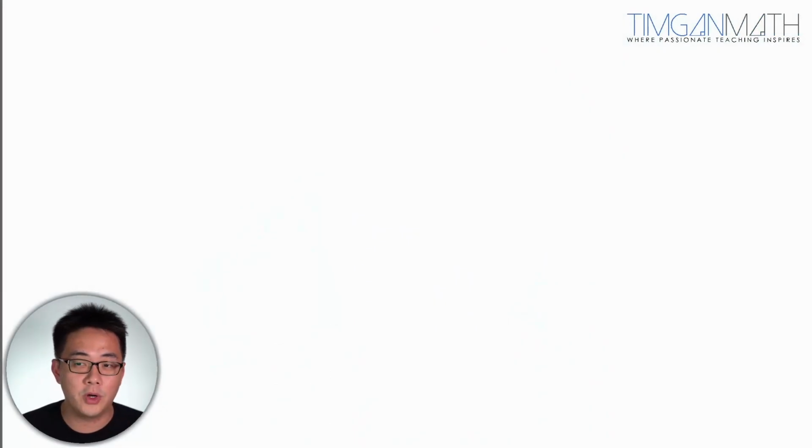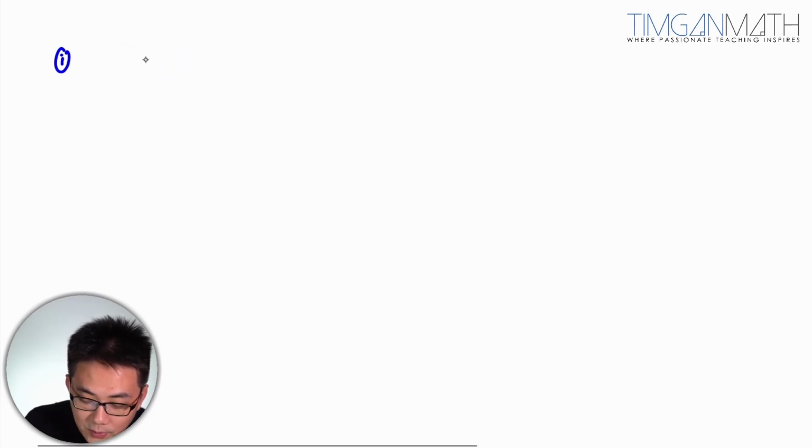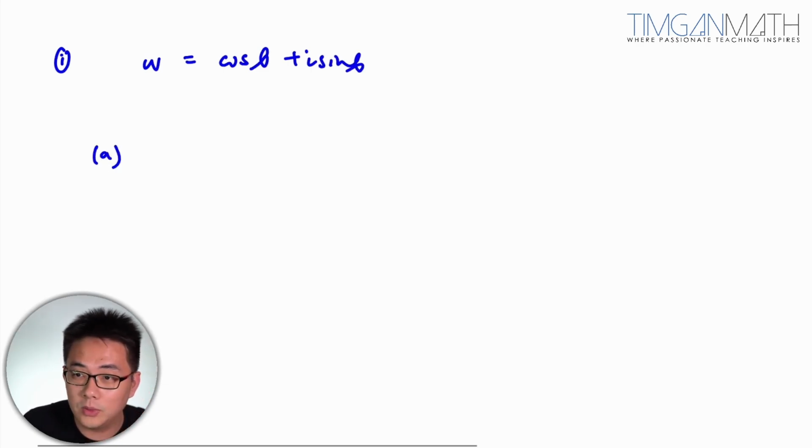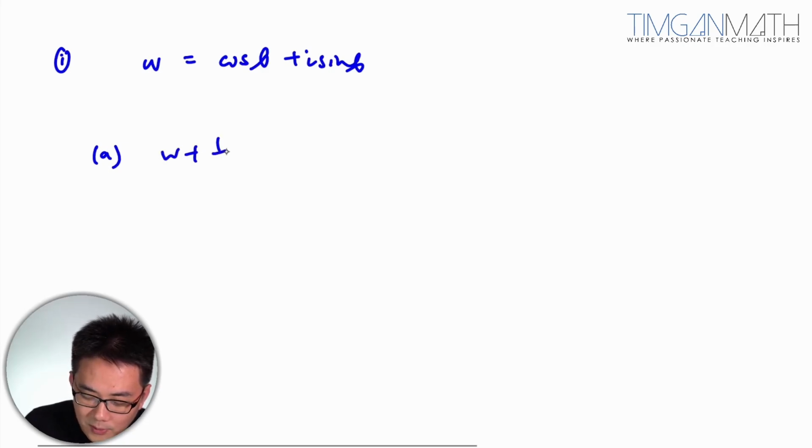Hi, so let's look at this question here, which was taken from the year 2019 paper on question 9. This is the actual A-level paper. So you're told to express y plus 1. Okay, so you're told that w could be expressed as cosine theta plus i sine theta. Okay, so for part IA, you're told to show that w plus 1 over w is a real number.